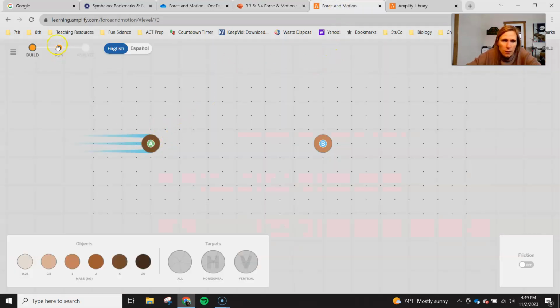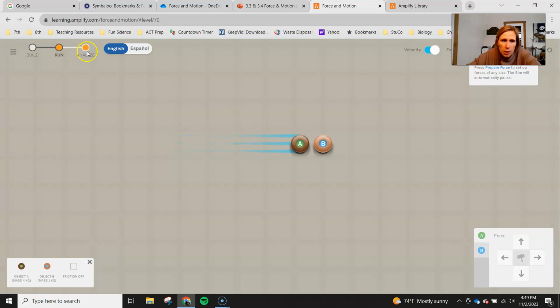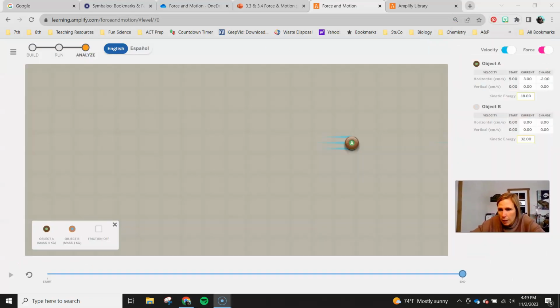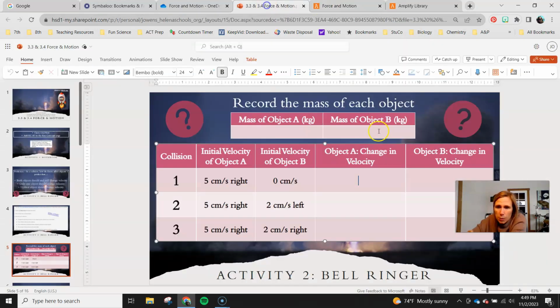So again, A is our heavier object. So we're going to let them collide, and then we're going to go to analyze. And I'm going to pull this guy down here. All right, so if we look at object A, it started out moving 5 centimeters per second to the right. After the collision, it was only moving 3 centimeters per second to the right. So it changed by 2 centimeters per second. So change in velocity for object A was 2 centimeters per second.